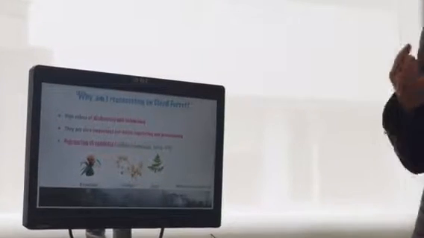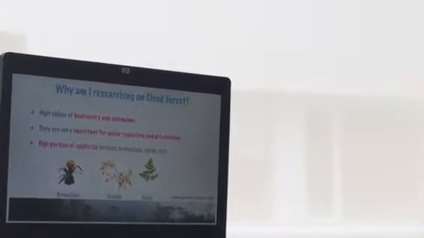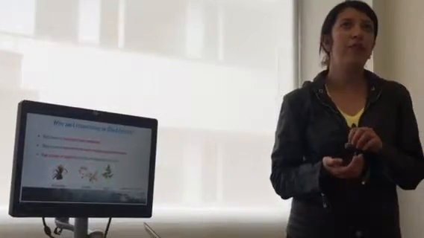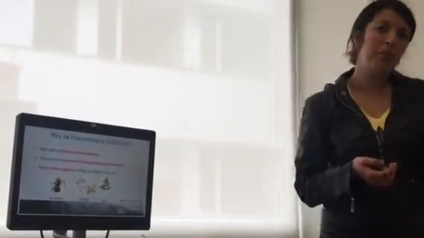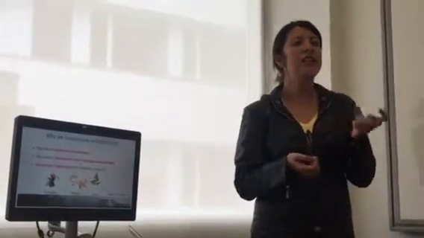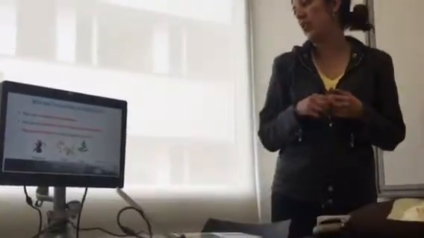So let's talk about why I'm researching on cloud forests, because they have high values of biodiversity and endemisms. Endemisms means that, for example, some species are found only in certain places or regions. For example, if a plant grows in Bogotá and only grows in Bogotá, it's endemic to Bogotá, and you cannot find it in other places of the world. Cloud forests are very important for water regulation and provisioning, and this is because of the additional input of water that I mentioned before.